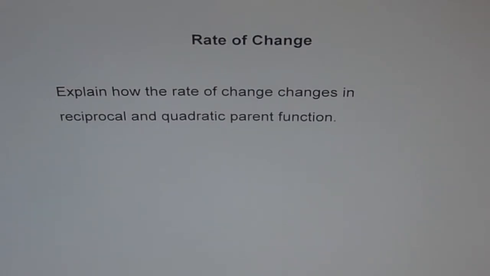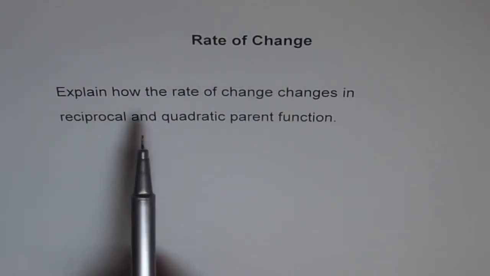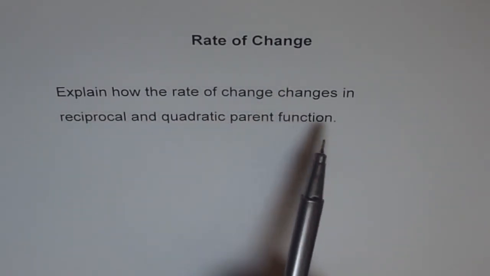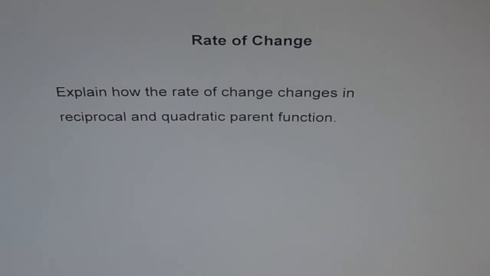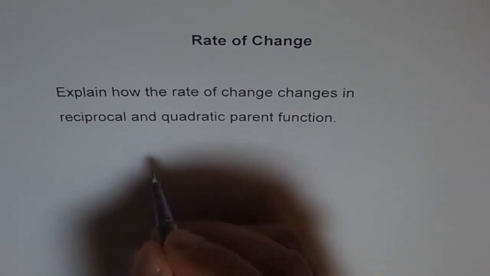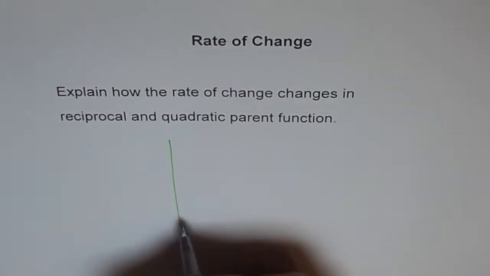Now here is the problem. It's on rate of change, right? Explain how the rate of change changes in reciprocal and quadratic parent function. This is from Unit 1 of the Advanced Functions course, where we are understanding characteristics of functions. Quadratic and reciprocal functions are basic parent functions. Now, let's try to sketch them first and then see how the rate of change changes, right?